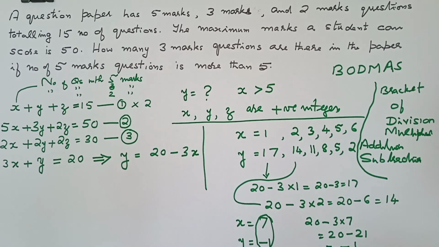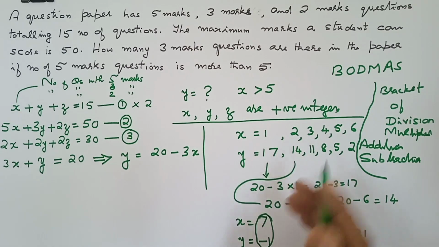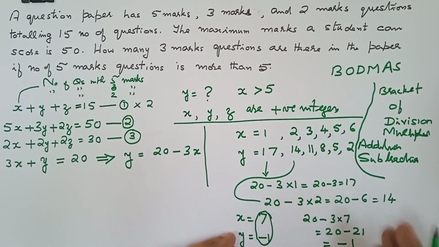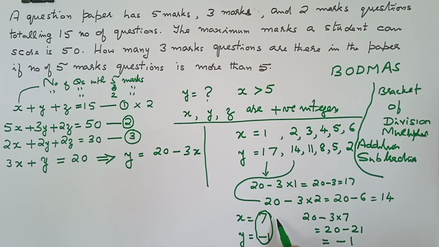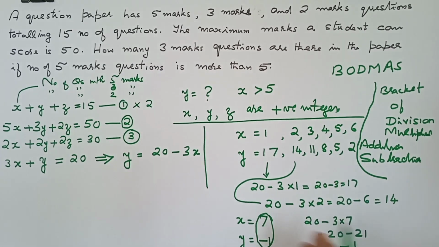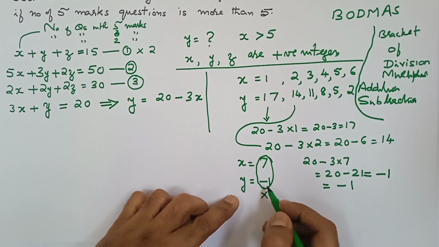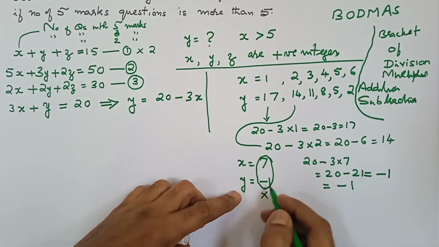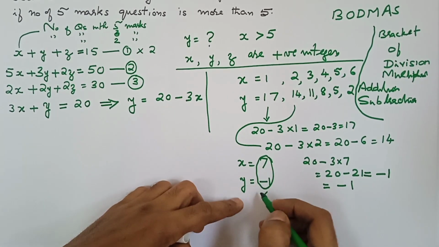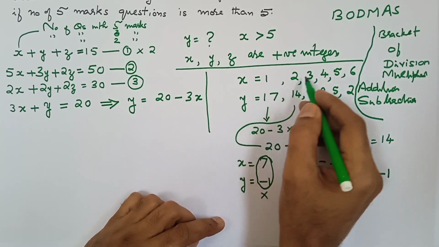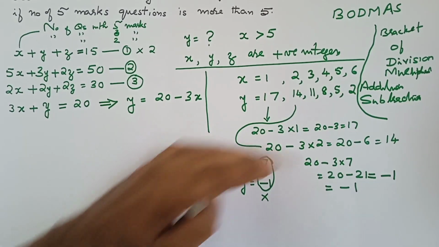So this is gone. Beyond that you don't need to work, because you are going to get y as negative for bigger values of x, which you can verify yourself. So up to x equal to 7 only you need to work out for y, because beyond that you will be getting negative values, which is not acceptable. Now come back to these 6 pairs of values here.